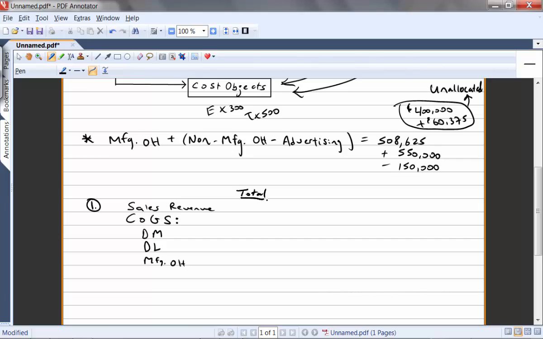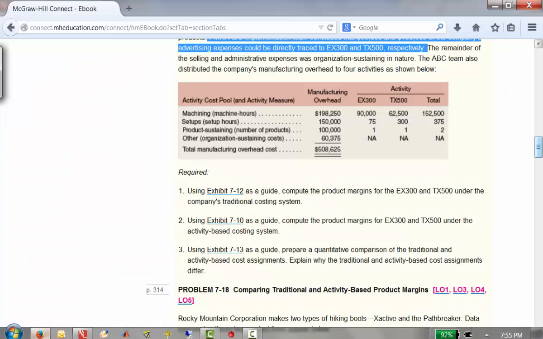And what was the cost driver? I believe it was direct labor dollars was the thing they thought drove the manufacturing overhead costs, drove the incurrence of overhead. So total sales is 1.7 million. Just for how do we know that? Well, it told us that, right here.